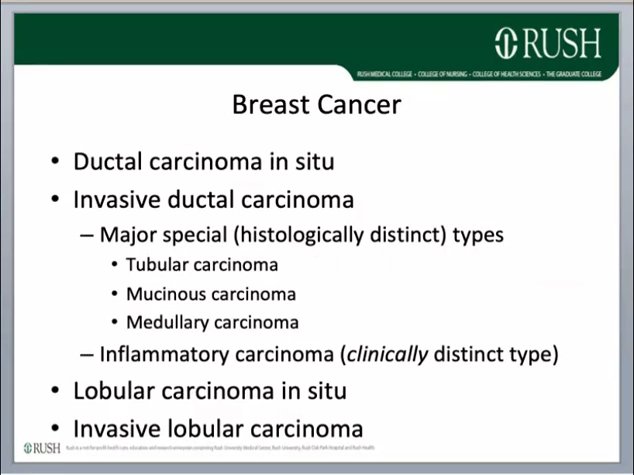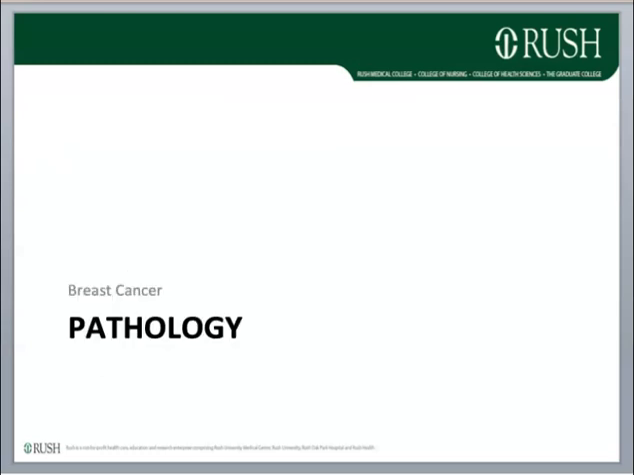So this is an outline for the pathology of breast cancer that I'll continue with. There are ductal carcinoma in situ lesions, which are non-invasive, and invasive ductal carcinoma. There are a few histologically distinct or special types that you should be aware of: tubular carcinoma, mucinous carcinoma, and medullary carcinoma. There's a clinically distinct type, which we call inflammatory carcinoma. And then there are the lobular carcinomas: lobular carcinoma in situ, which again is a non-invasive lesion, and invasive lobular carcinoma. So let's talk about some pathology.